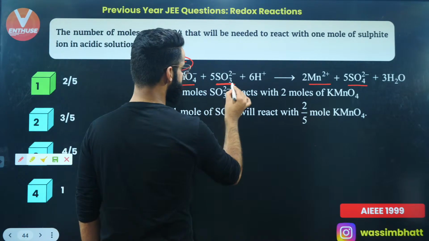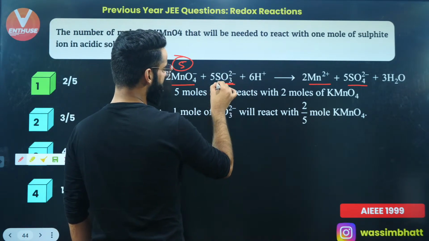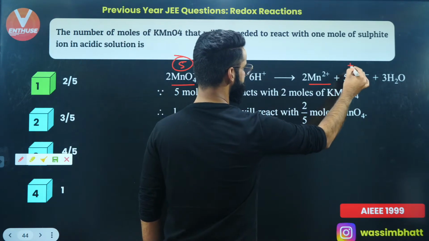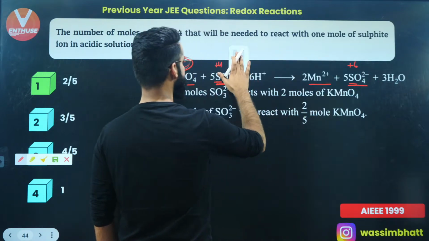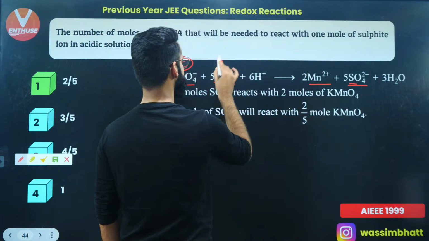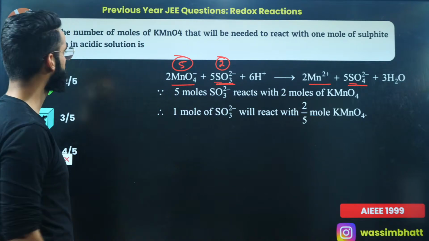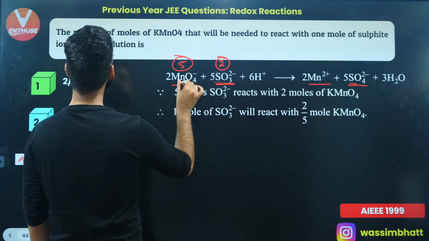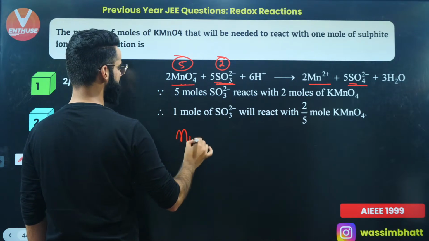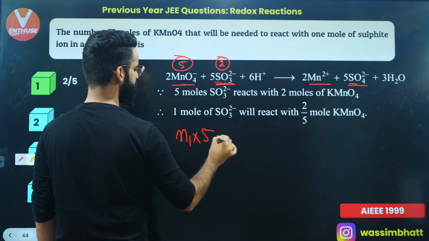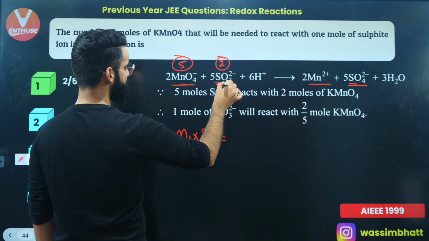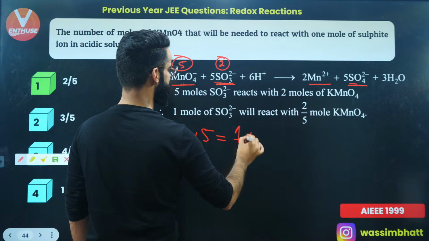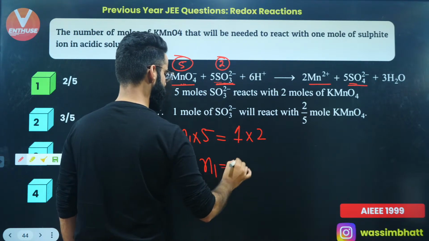And what is the N factor of this sulfite? See, over here the oxidation state of sulfur is +4. Right here the oxidation state of sulfur is +6. So +4 to +6, what is the change? 2. So 2 is the N factor of the sulfite. Now, gram equivalents of MnO4 negative should be equal to gram equivalents of sulfite. Moles of MnO4 negative multiplied by N factor is equal to moles of sulfite, which is 1, multiplied by N factor, that is 2. So N1 value comes out to be 2 by 5.